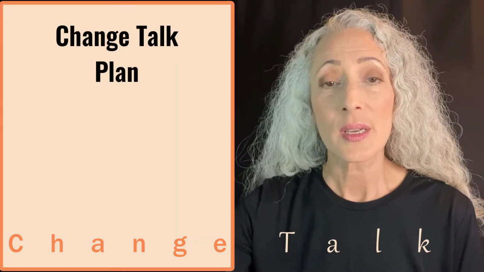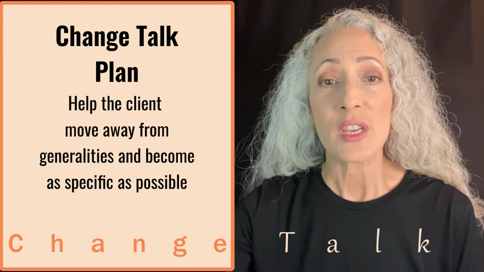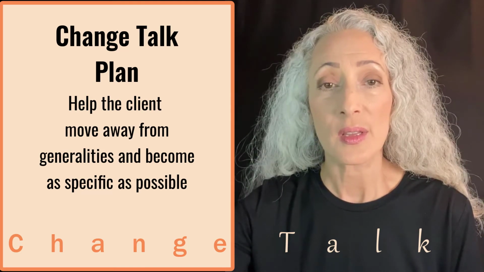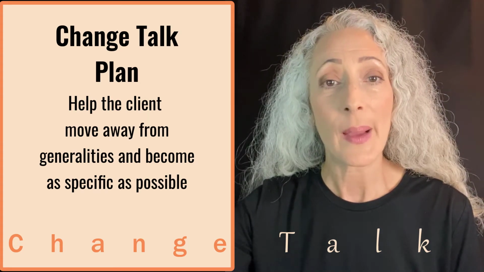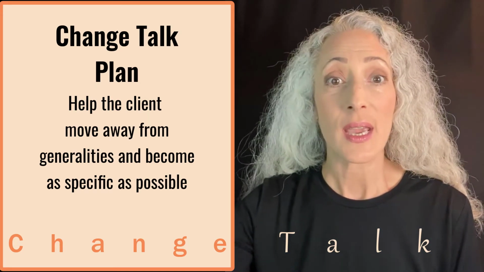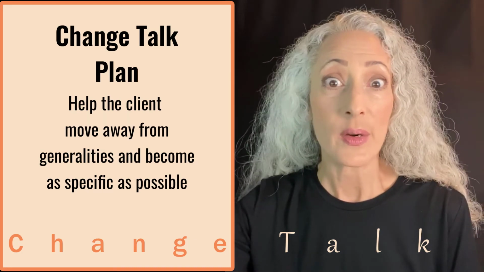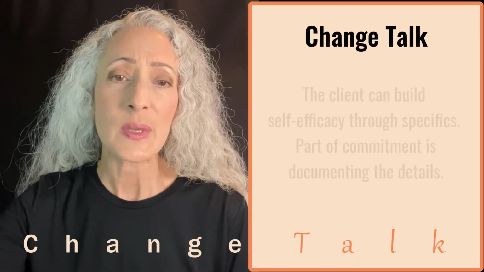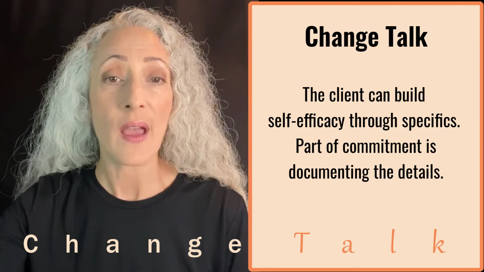The key here is to make sure the client gets as specific and away from being general as much as possible. There's nothing that underlies a complete failure more than someone being absolutely general. How about, one day, I just can't wait to be happy. Well, what is one day, and how does a person measure their happiness? What does that even look like? When a person builds a plan and is as specific as possible with multiple options, this helps them build self-efficacy.